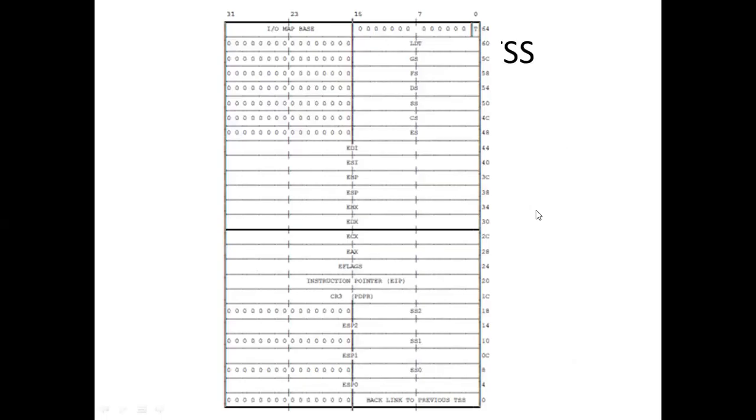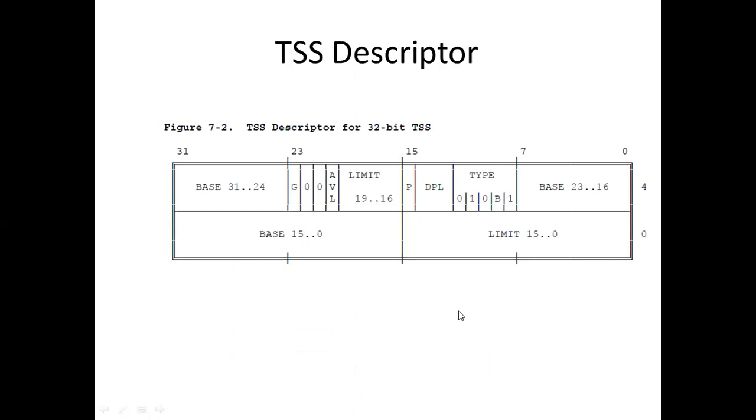In multitasking, we'll see how multitasking is carried out. The I/O map base is shown in the figure. Registers are shown here: EDI, ESI, EBP, ESP, EBX. These are the registers. Flag registers and the instruction pointer, EIP, the extended instruction pointer. CR3 control register, PDBR, and all these things are shown here. TSS descriptor.